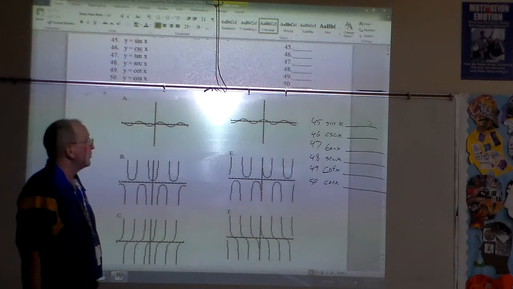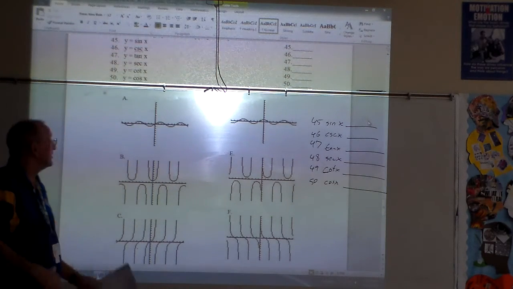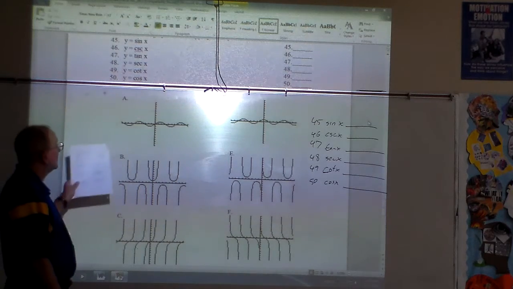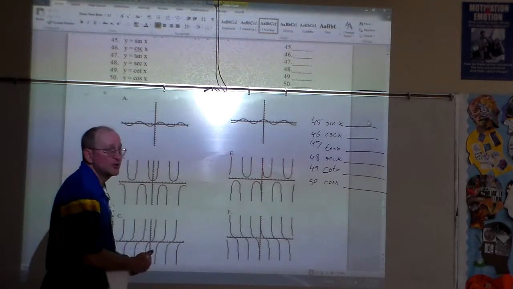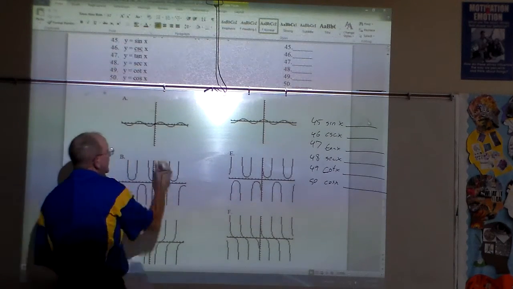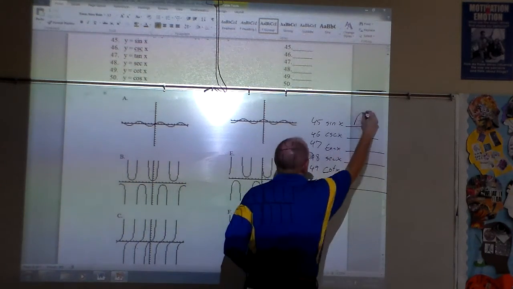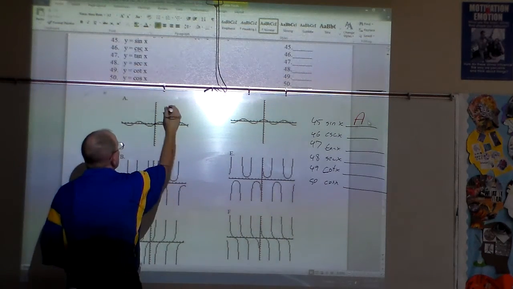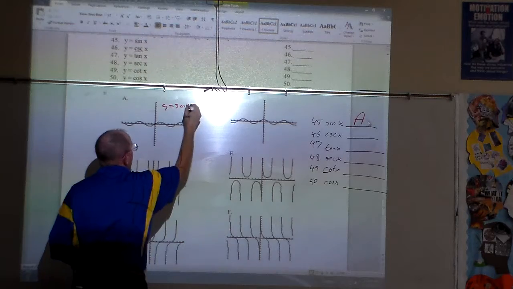First off, the easiest way to do it would be to recognize your sine and cosine graphs right off the bat. Sine and cosine will be the waves, and sine starts at the origin. So of the wave ones, the one that starts at the origin is right there. So that would make A, 45 would be A sine x. This would be y equals sine x.